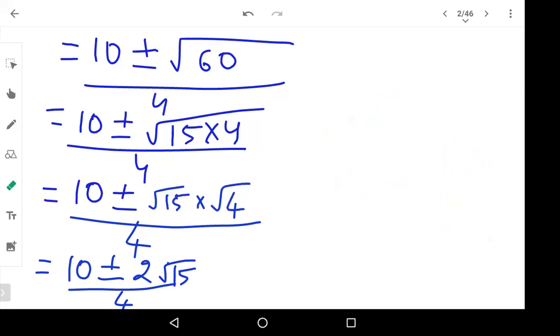Did you understand? Did you all understand this step? What I did from here, square root of 15, I have divided that into square root of 15 into square root of 4. And then I took the square root of 4, where I got it as 2, and then I divided by 4.